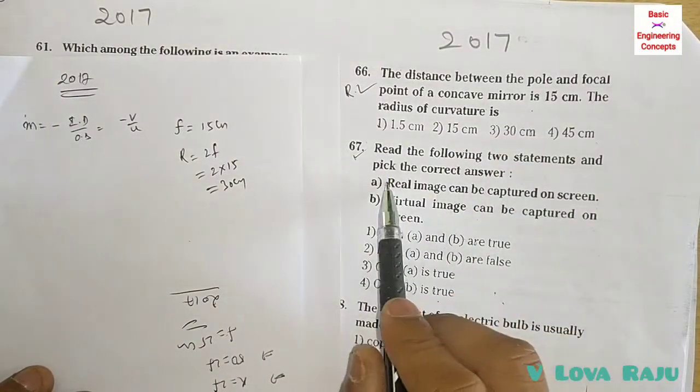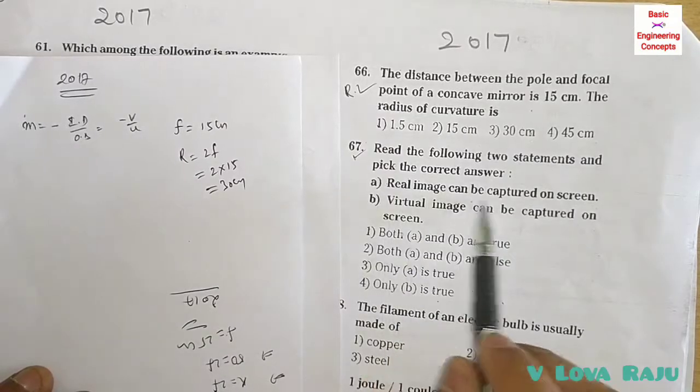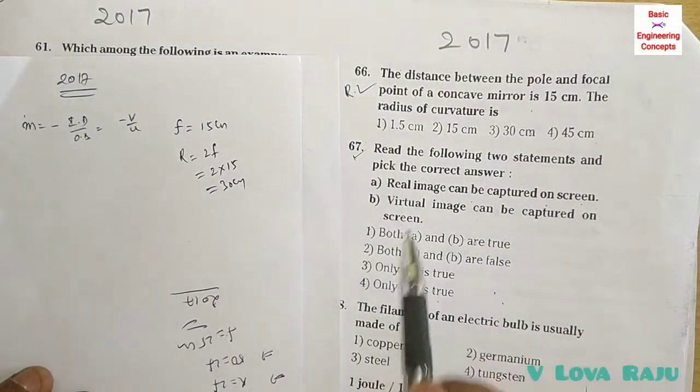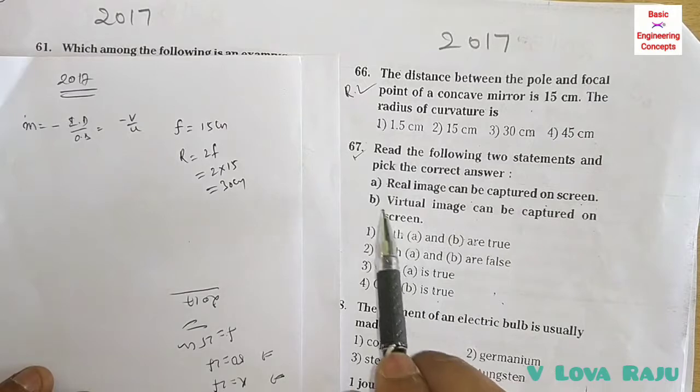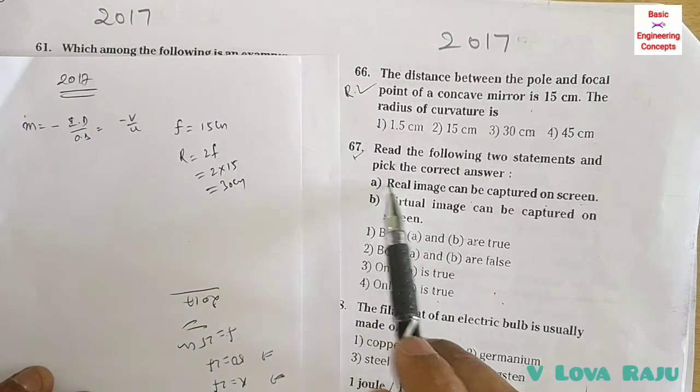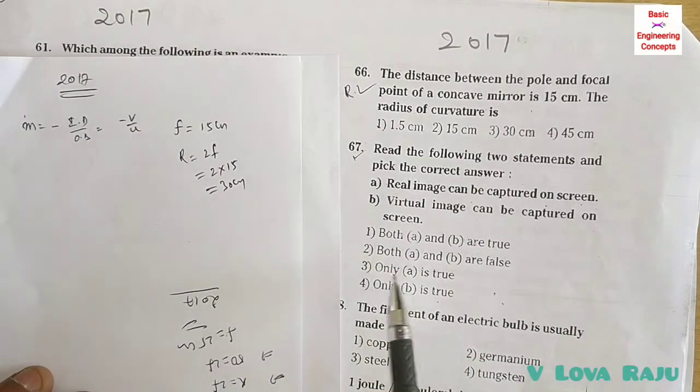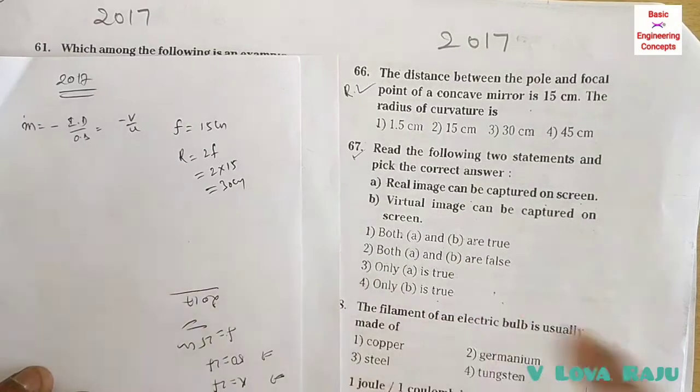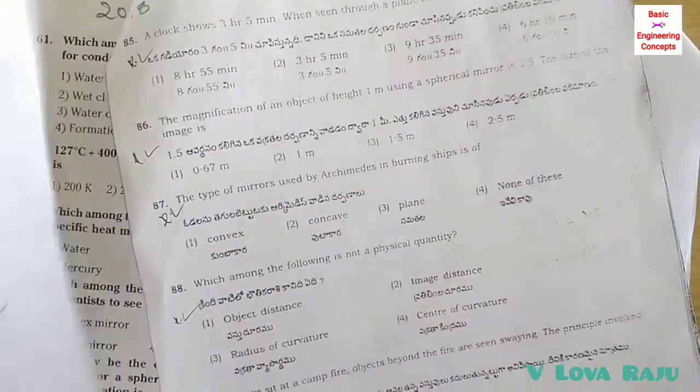Read the following two statements and pick the correct statement. A: Real image can be captured on the screen. It is true. B: Virtual image can be captured on the screen. It is false. A is true, B is false. Only A is true. Option 3 is the correct option.